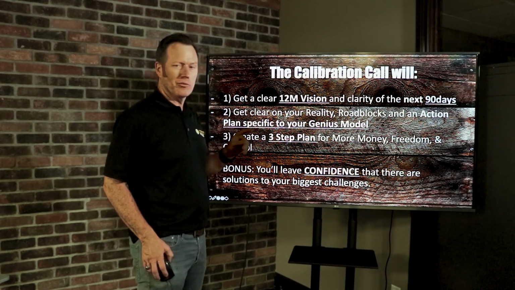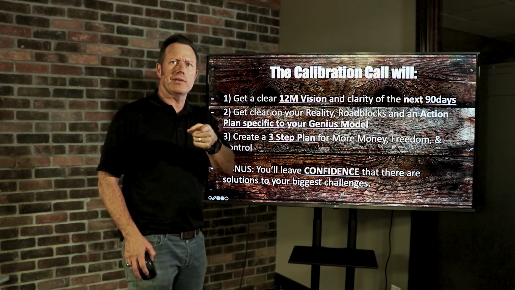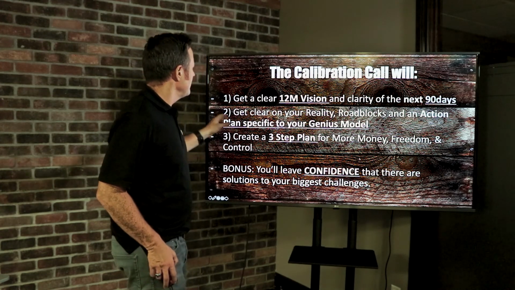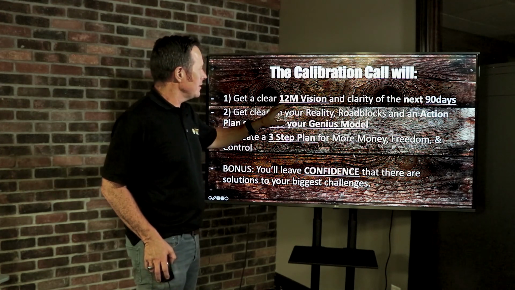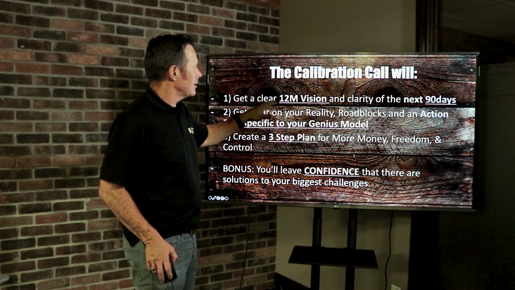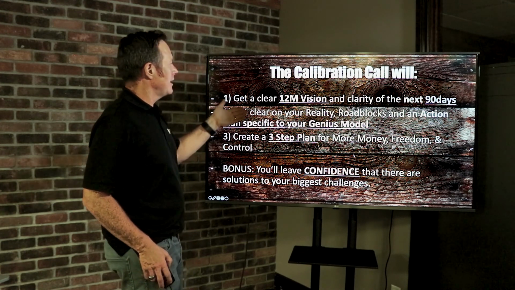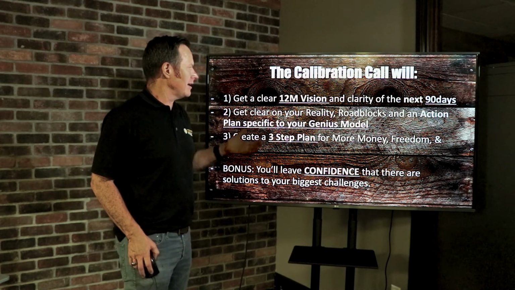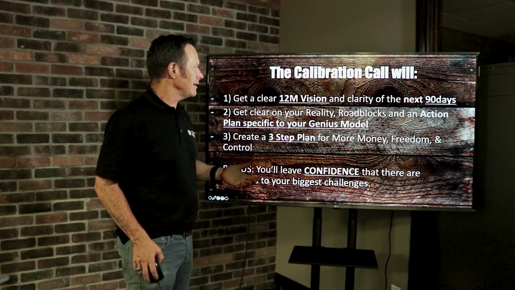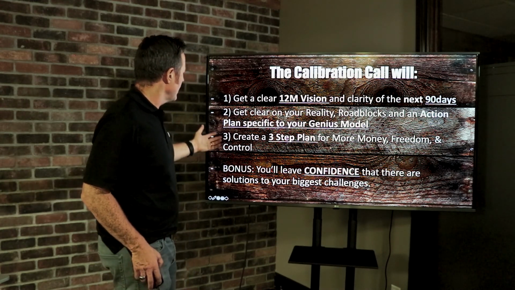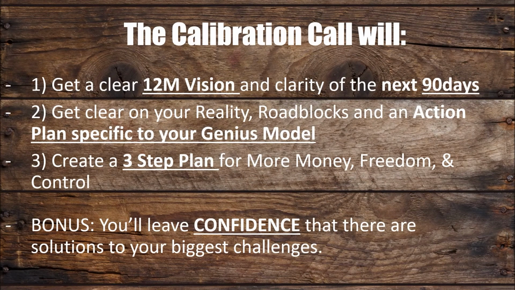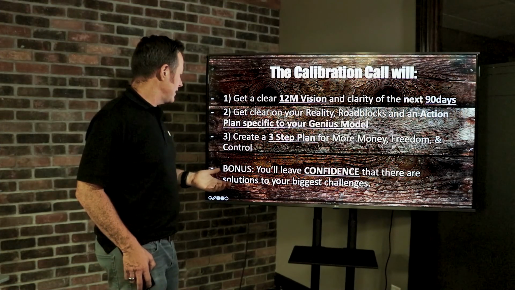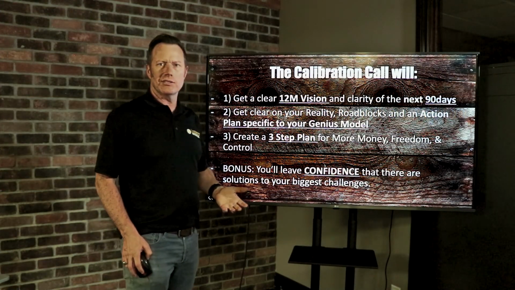What this call is all about, I'm going to put it up there. Jordan, maybe you can put it up there as far as the calibration call. Cool. We're going to get you clear on those two pillars, what we just covered off. We're going to get you a 12-month vision. We're going to help you get over these roadblocks by getting you to have clarity of the reality in more depth, leveraging the genius model you just filled in tonight. Number 3, you're going to create a 3-step plan, not a 20-step, 3-step, right? To get you guys more money, more freedom, and more control. Okay. And the bonus. Here's the bonus. You're going to leave confident that there are solutions to your biggest challenges specific to you.